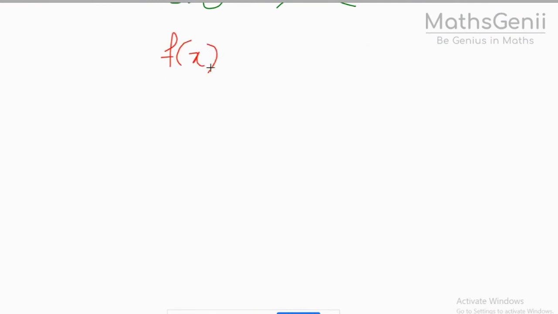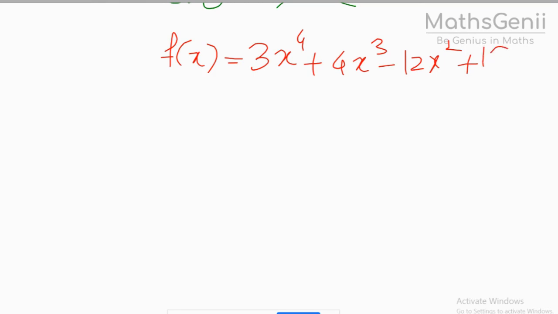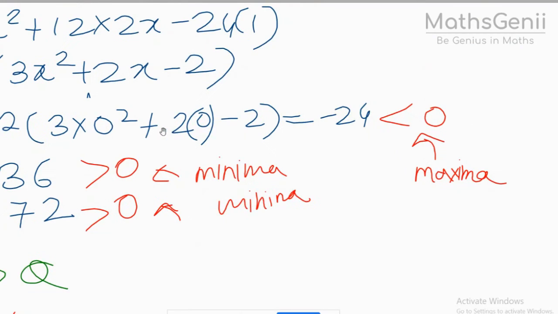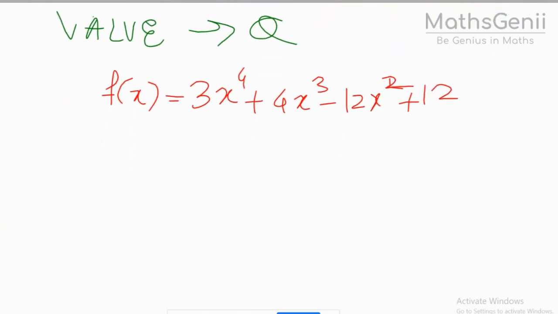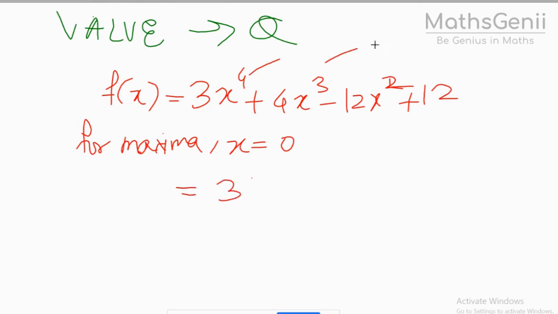f of x is equal to 3x raised to 4 plus 4x cube minus 12x square plus 12. So at what point did you find the maximum value? At point 0. So for maxima, I'm substituting x as 0. If you put 0, what will remain is 12. So your maximum value is 12. Correct? At x equal to 0, your maximum value is 12.